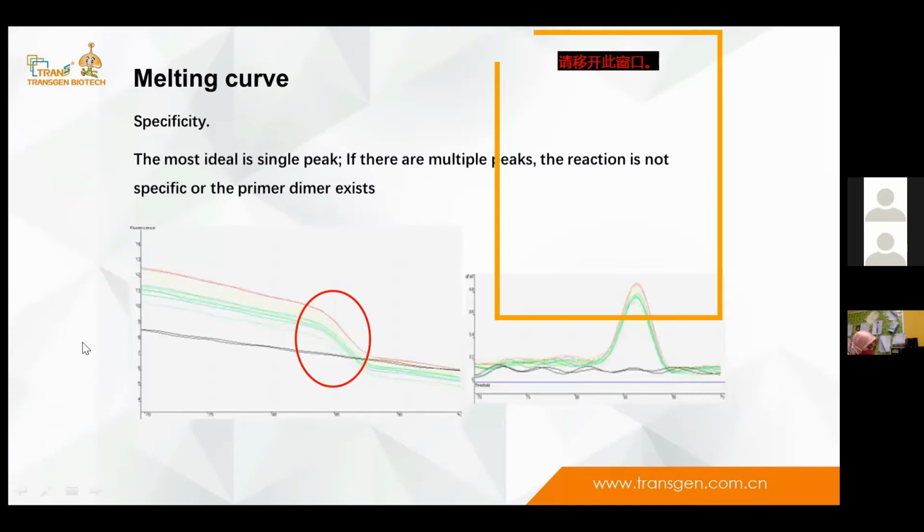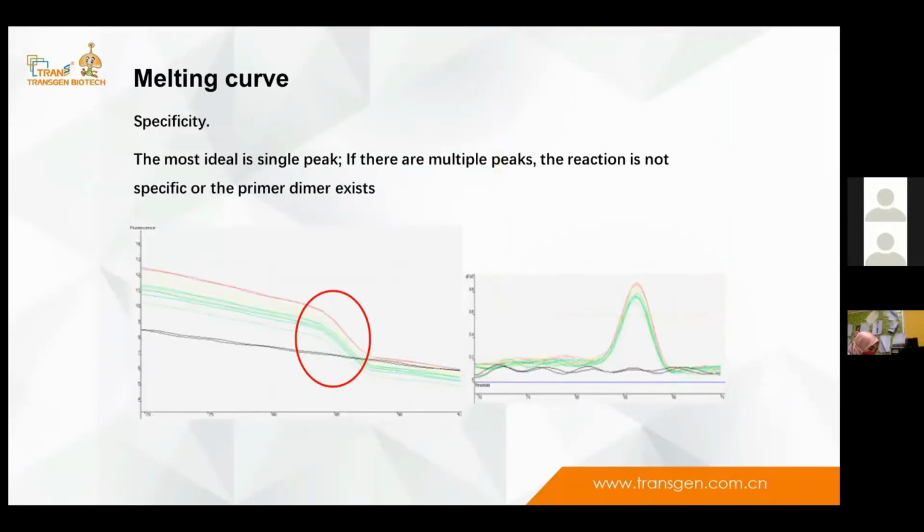And the other curve is the melting curve. When we do the melting curve, it detects the specificity of the whole experiment. The most ideal is a single peak, and the peak is very narrow. If there are multiple peaks, it shows the reaction is not specific, or there is a primer dimer.